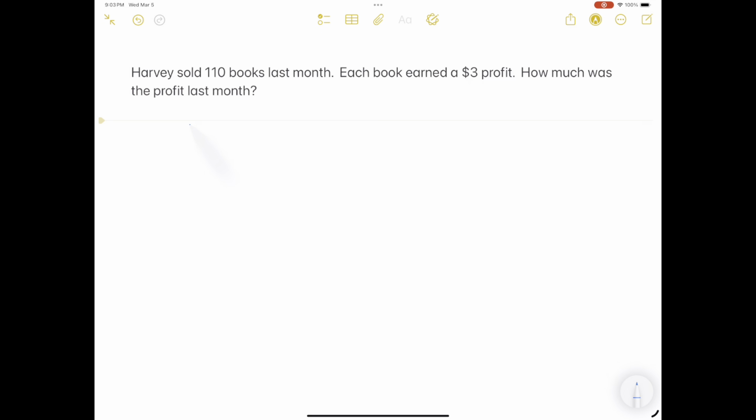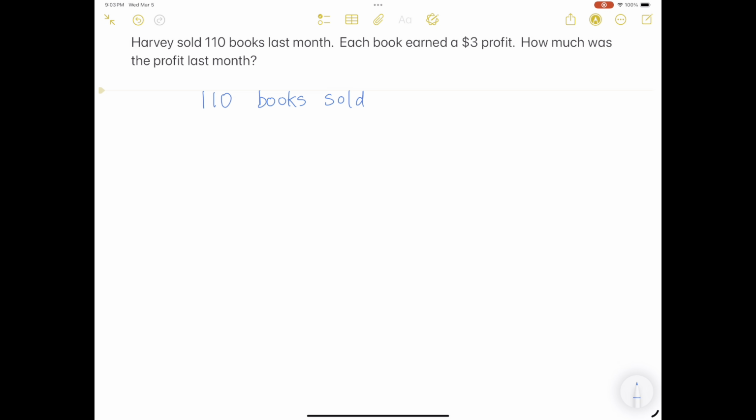Harvey sold 110 books last month. Each book earned a $3 profit. How much was the profit last month? So first we start with 110 books sold. And the second fact of the problem is that each book earned a $3 profit.